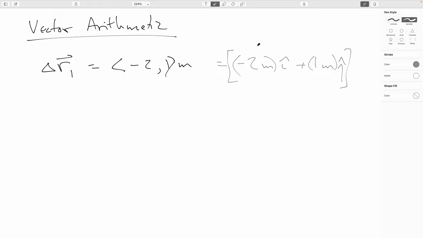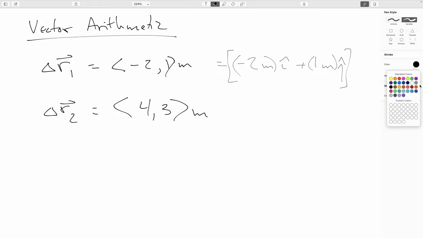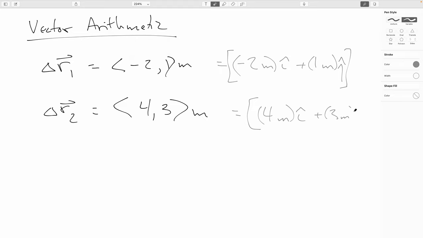And mathematicians have shown that you can represent a vector purely as a list of numbers. And that's really cool. All right, let's go ahead and pick a second displacement. So this is 4, 3 meters. And again, same idea. That's the same difference as writing 4 meters times I hat plus 3 meters times J hat. Alrighty.